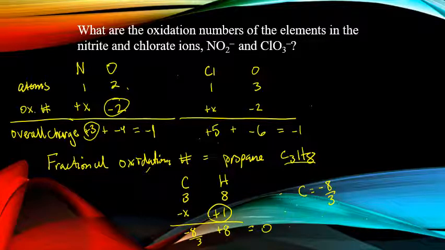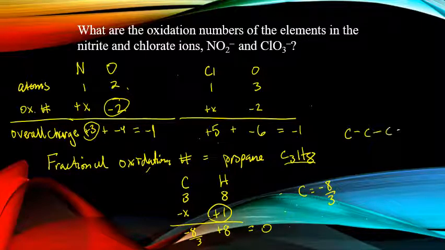You might be going, wait, how is it possible to have a fraction of an electron being transferred? It's not. This is just a bookkeeping method. So just understand that within that structure for the propane, the 2 outside carbons are both a positive 3, and then the interior carbon is a positive 2.